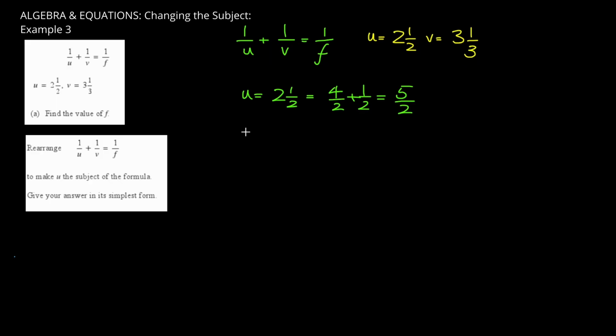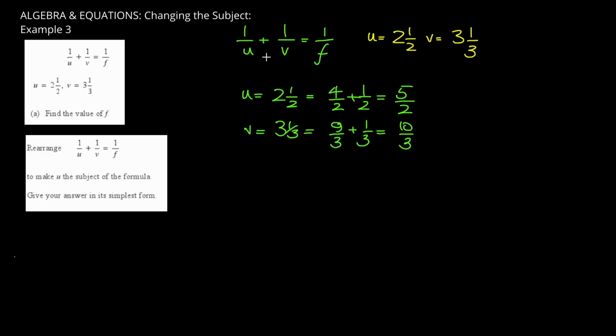Let's do the same with v. And again, we say 3 and a third. So this will be plus a third. We need to transform the 3 into thirds. How many thirds make up 3? Well, there'll be 3 per integer. So this will be 9 over 3. So this is equal to 10 over 3.